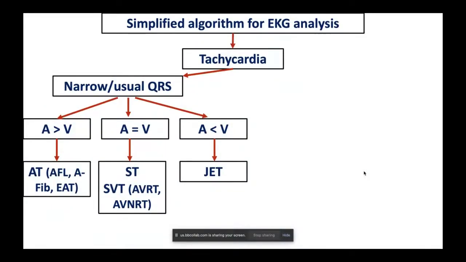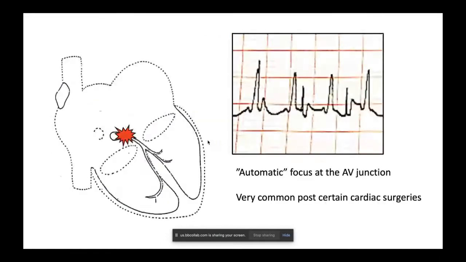So if we go back to our simplified algorithm for EKG analysis with tachycardia, we said this patient has narrow or usual complex QRS. And on the zoomed up snippet, I showed you that this patient had more QRSs than P waves, or more Vs than As. And that can be one thing and one thing only. So this is junctional ectopic tachycardia. This is how I think about every single EKG I look at. This is how I think about every single time I look at telemetry.